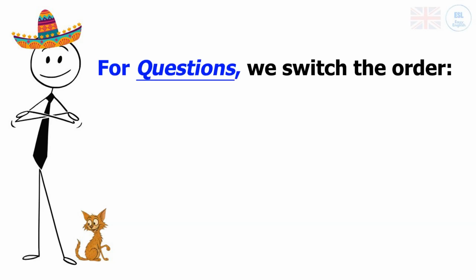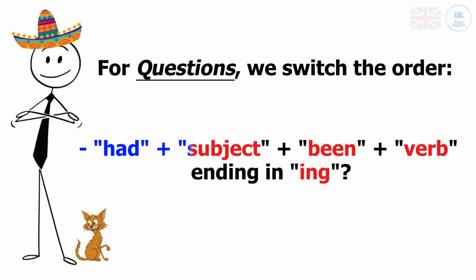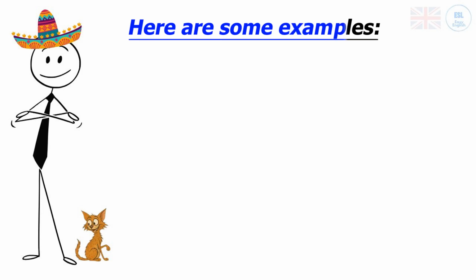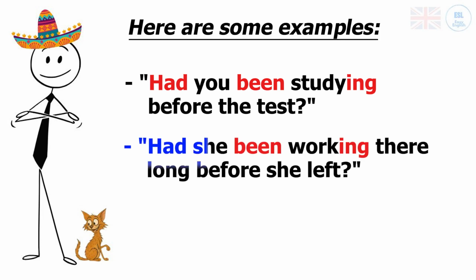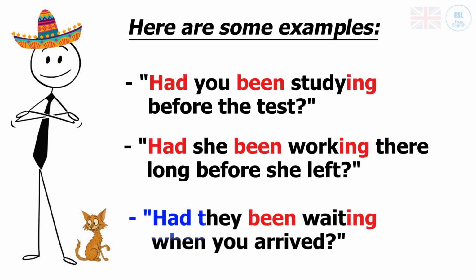For questions, we switch the order. Had plus subject plus been plus verb ending in ing. Here are some examples. Had you been studying before the test? Had she been working there long before she left? Had they been waiting when you arrived?